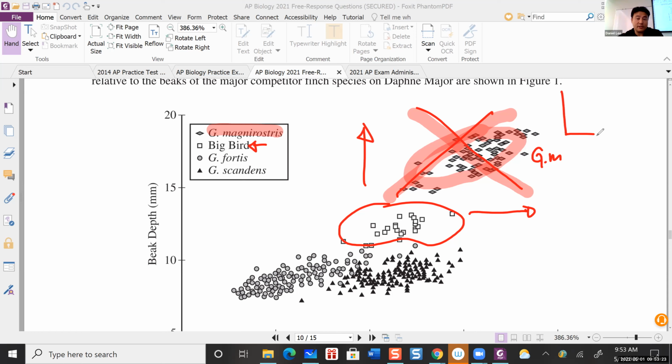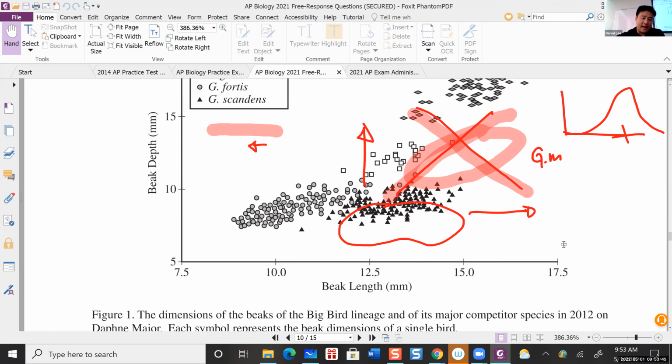So there is going to be a directional selection favoring the longer and deeper beaks, because now the resources that were previously not available become available, right? So that would be a common conclusion. If you want to answer this question, then you can address that.